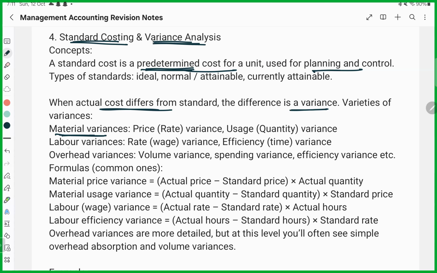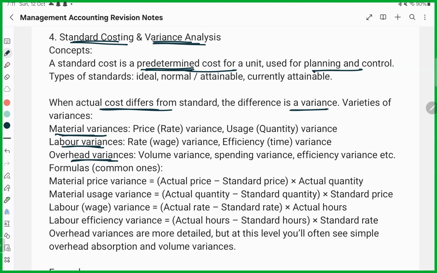The variance can be on account of labor. The labor rates can be high or low, or the effective hours that we have planned, that this number of hours will be required to manufacture the product. The labor may have taken more hours or fewer hours. That can be the reason for the variance in the profits. Then there is the overhead variance, the volume variance.